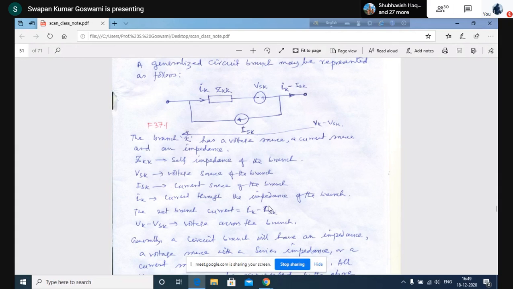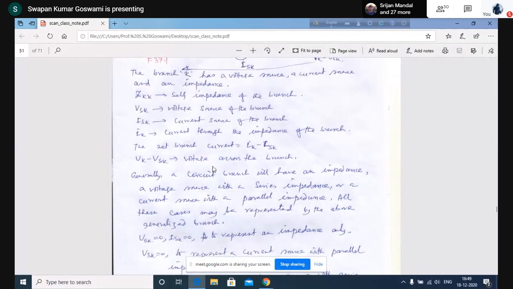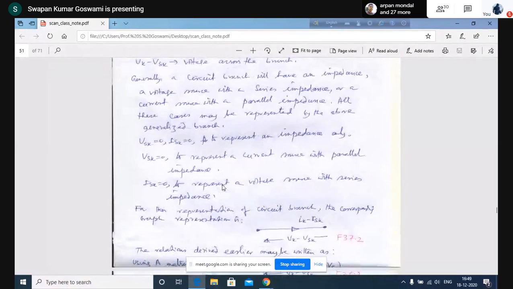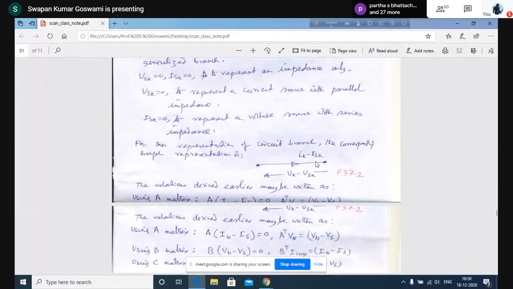Current through the branch impedance is Ik. Source current is Isk. Voltage source voltage is Vsk. Self impedance of the branch is Zkk. So now you see that this particular representation can represent anything in the network branch: a voltage source with series impedance, a current source with parallel impedance, and simply an impedance also may be represented. All right. Is it clear to you? Everybody, is it clear? So this will be the representation in the graph.